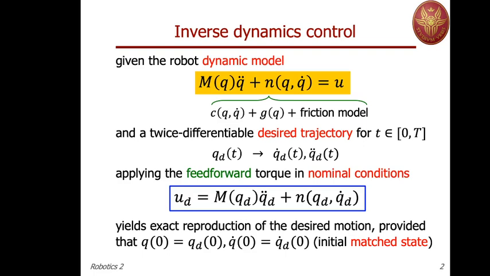Namely, we design a feedforward torque, which in nominal conditions, so assuming perfect knowledge of all the dynamic terms in M and N, yields exact reproduction of the desired motion. However, we should add to this statement the fact that the actual initial state of the robot, so the configuration at time zero when this trajectory starts and the velocity at time zero, are matched with the equivalent quantities of the desired trajectory. This computation is purely algebraic. We know that it can be implemented using Newton-Euler, but it has some drawbacks.